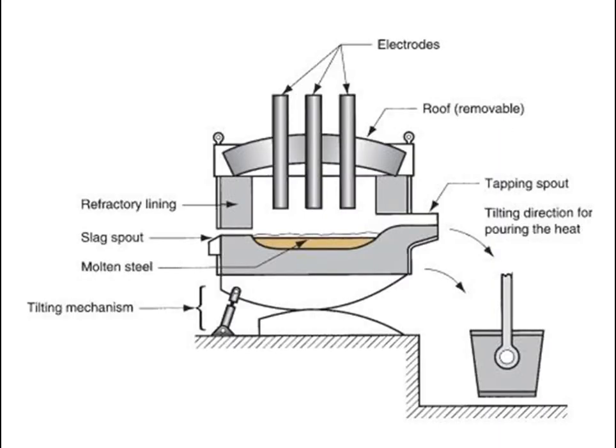And there is a figure of an electric furnace. At the top there are electrodes, 1 to 3 electrodes. This is the roof, which can be removed. This is the tapping spout, and this is the direction of tilting for pouring the heat. This is the refractory lining. This one is the slag spout. This is the molten steel, and this is where the tilting mechanism occurs.